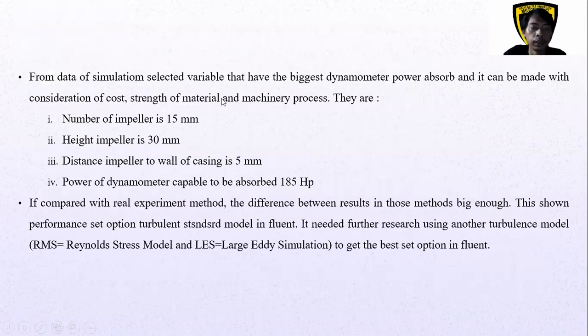And from the simulation data, the selected variables that have the biggest dynamometer power absorbed, considering cost, state of material, and machining process, are: the impeller height is 15 mm, the impeller is 30 mm, the distance from impeller to casing wall is 5 mm. The power the dynamometer is capable of absorbing is 185 horsepower. If compared with the real experiment method, the difference between the result and the TAS method is big enough.